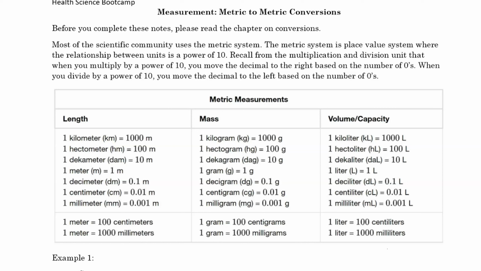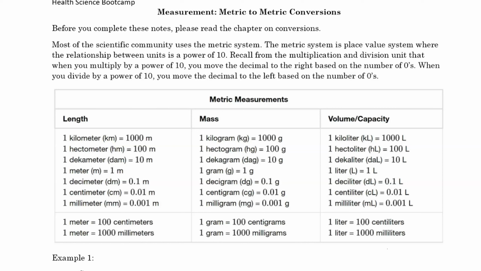So now you'll notice most of the scientific community uses the metric system. And even though we don't use too much metric system in the US, we do use it a lot in health science, and so it's beneficial to understand the metric system.